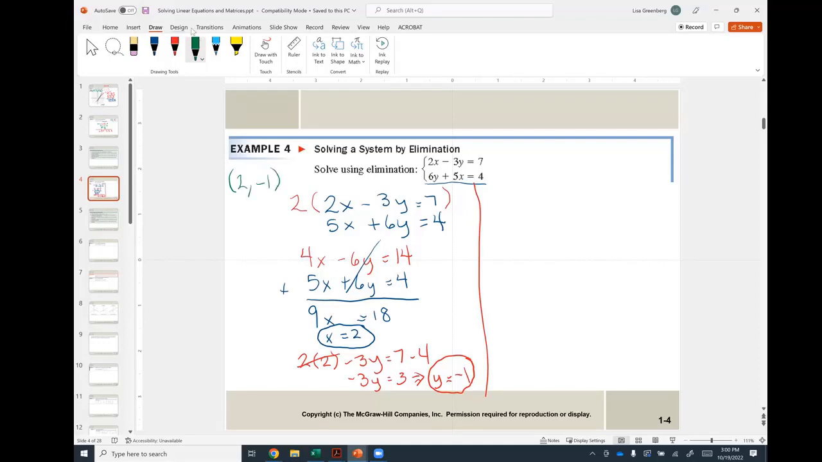Now let's do it the other way, because I don't think I am doing a lot of these problems for you. Let's do it this time where we'll eliminate the y value first.